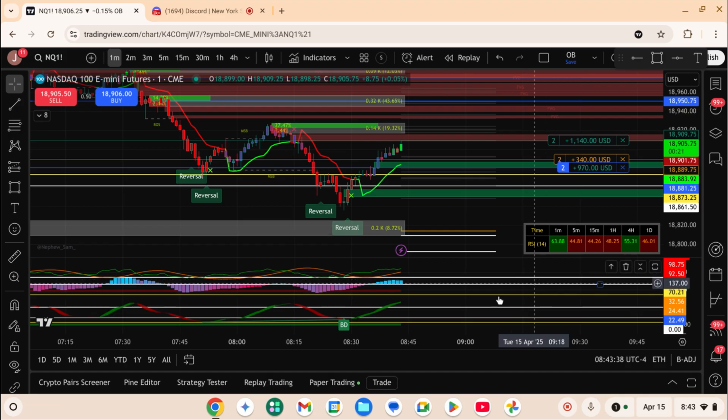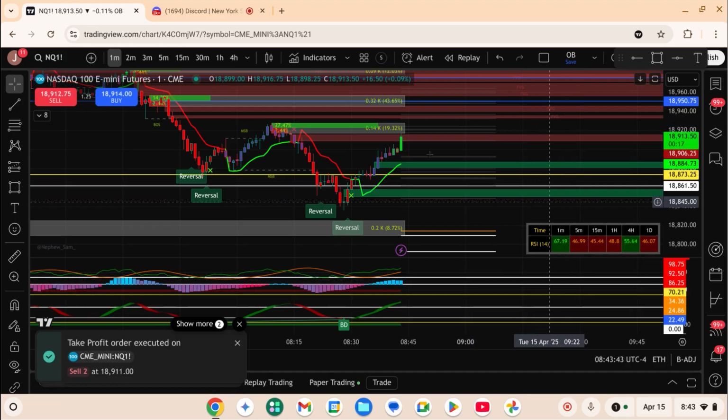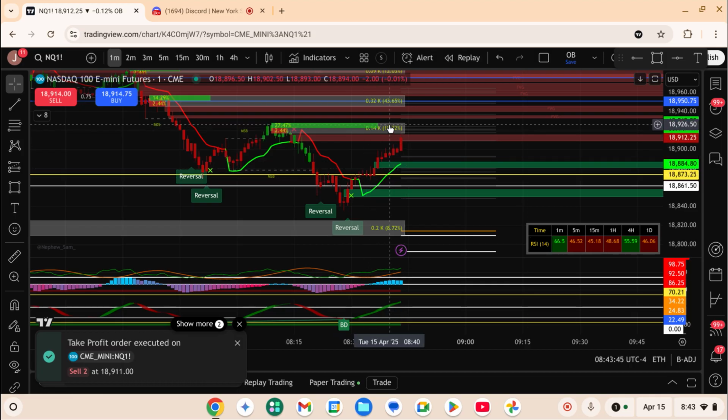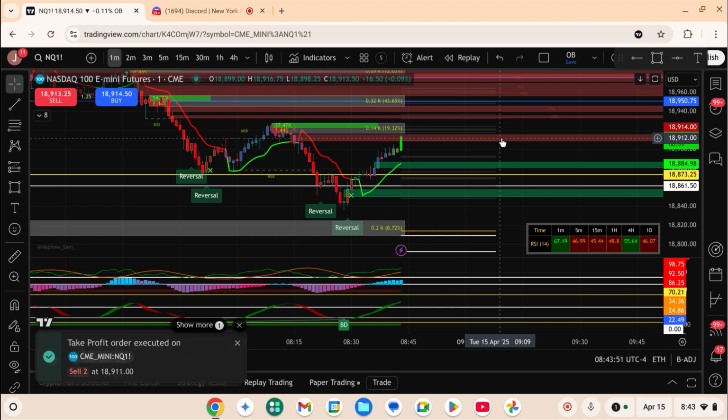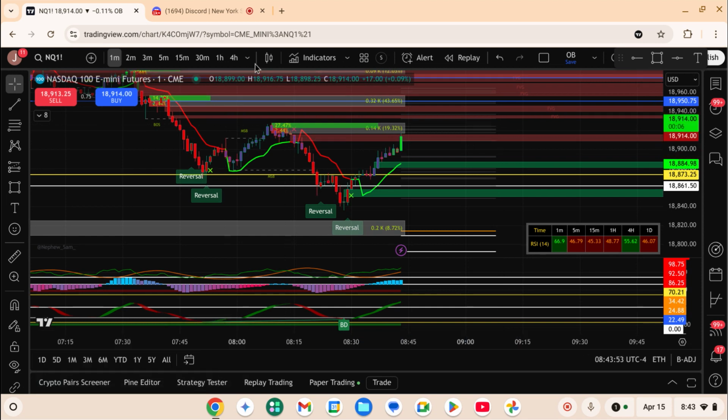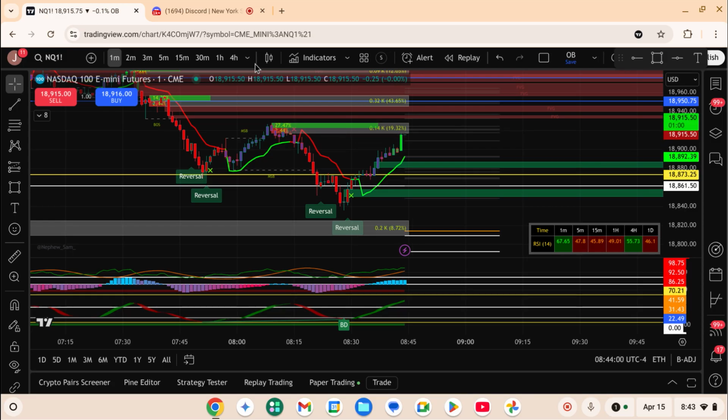Looks like we're about to hit full TP. There we go. TP smash. You would have made 1100 and what was that, like 7 minutes? Now we'll just wait for the next setup.